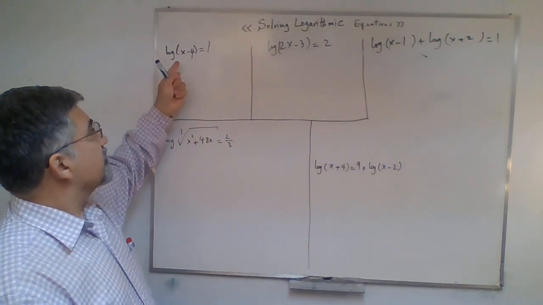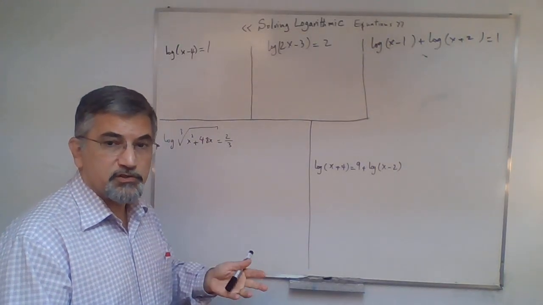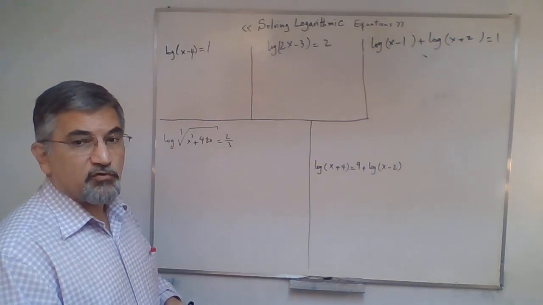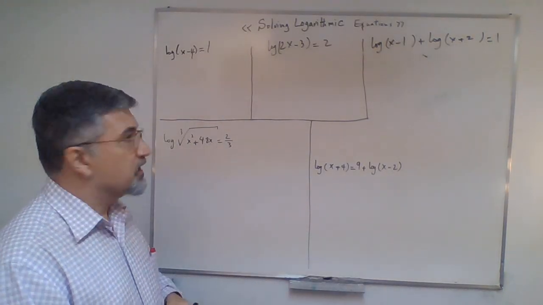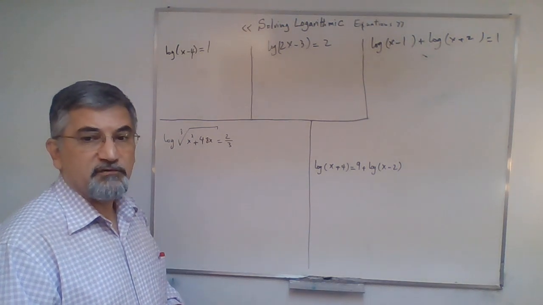So log of x minus 4 equals 1. This is a logarithmic equation. We need to find the unknown, that is the variable x, for which left side equals right side. So in order to solve this logarithmic equation, we're going to use the definition of logarithm.